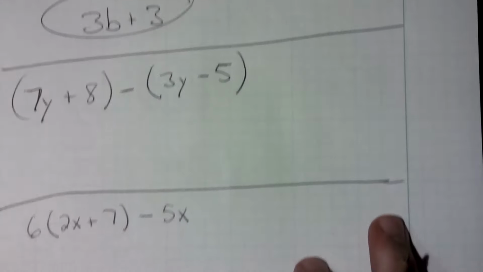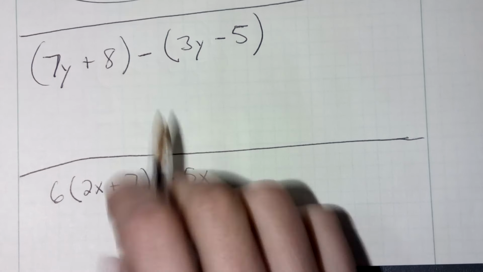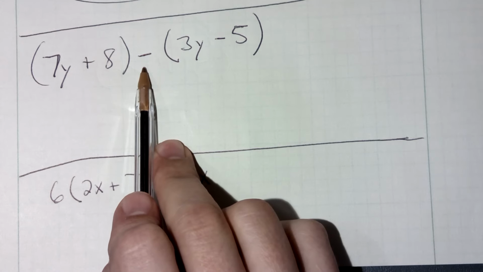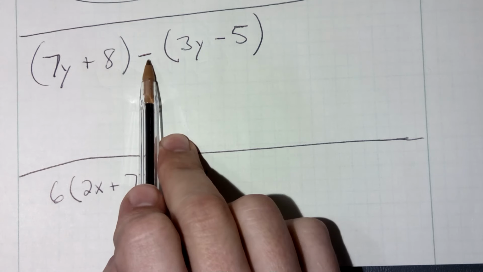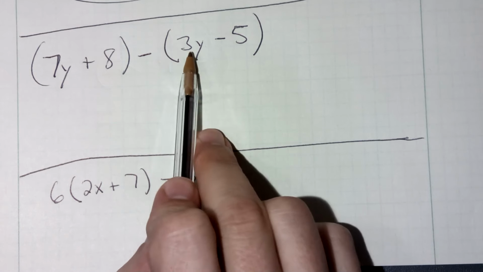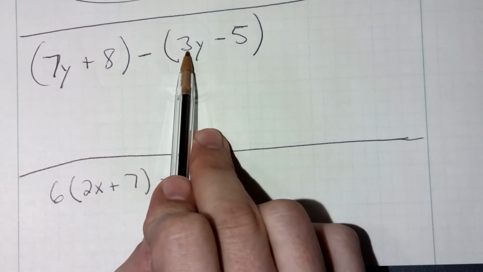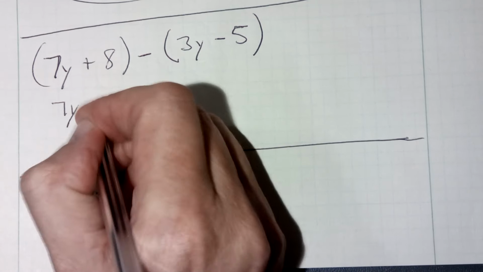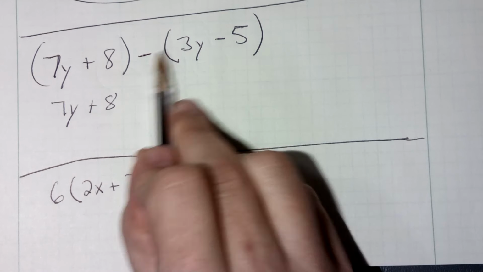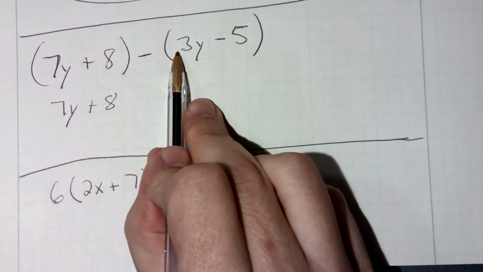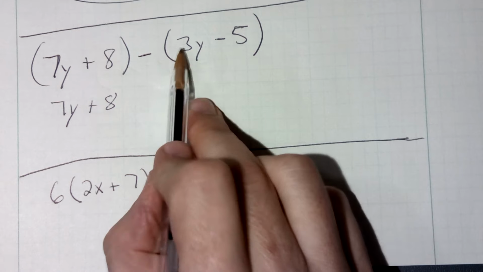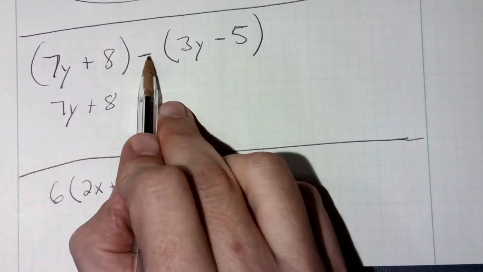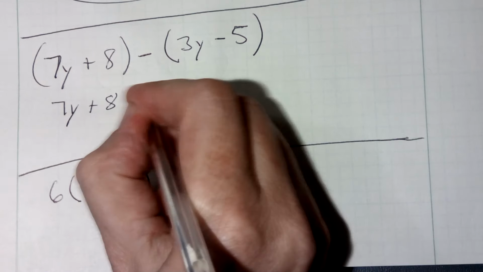Now, if there's parentheses, you need to be very, very careful in removing the parentheses. You can't just drop them. Listen again, you cannot just ignore the parentheses if there's a minus sign, because you're subtracting both of these terms. So what I would do is remove the parentheses on the first one, 7y plus 8, and then as I remove the parentheses on the second one, it's almost like the distributive property. I need to realize I'm subtracting both of these terms. I'm subtracting the 3y, so let's put that, subtract the 3y.